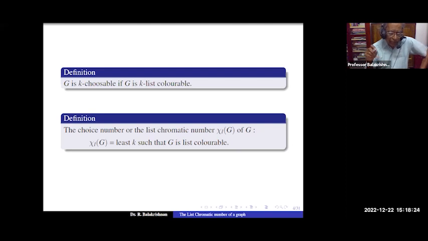So what is the choice number, or the list chromatic number, of a graph G? It is denoted by chi_L(G), L for list. What is that? It is the least k such that G is k-list colorable.